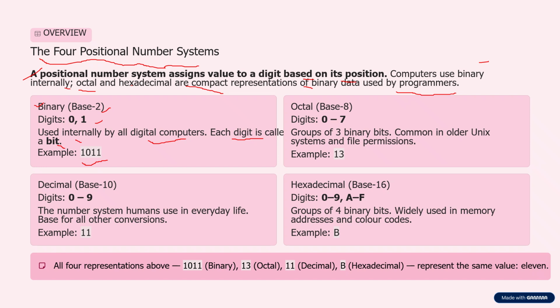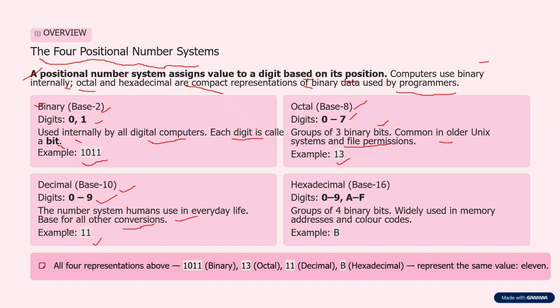Octal number, the base is 8. Digits allowed 0 to 7. It can be represented as a group of 3 binary bits. It is common in older Unix systems and file permissions. For example, 13. Decimal number system, base 10, consists of digits 0 to 9. It is the number system humans use in everyday life, the base for all other conversions.